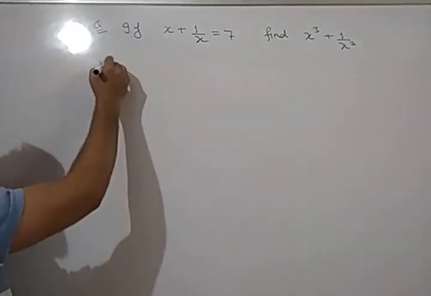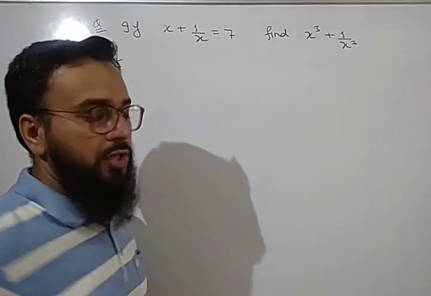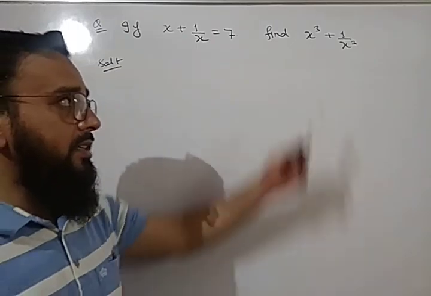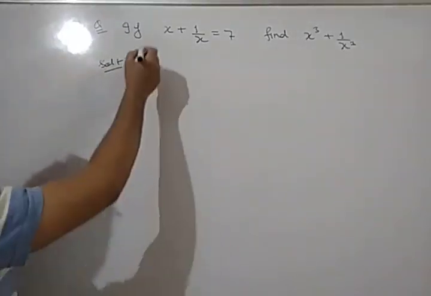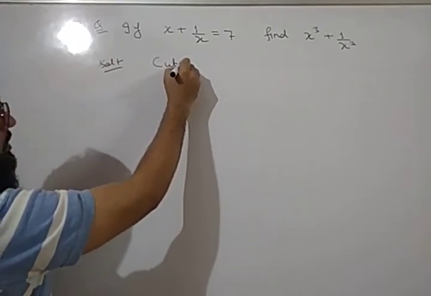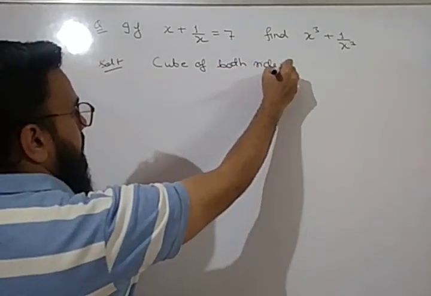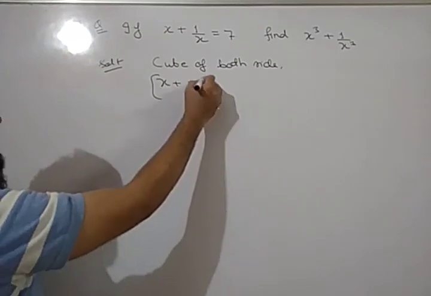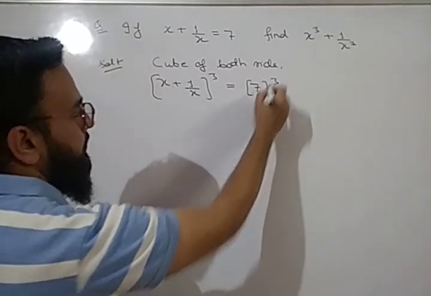So this is the simple concept. If the term of x is given and we have to find the term of cube of x, then we will take the whole cube of both sides. If we have to find the square term, then we will take the square of both sides. So we will take the cube of both sides. Then x plus 1 upon x whole cube will be equal to 7 cube.